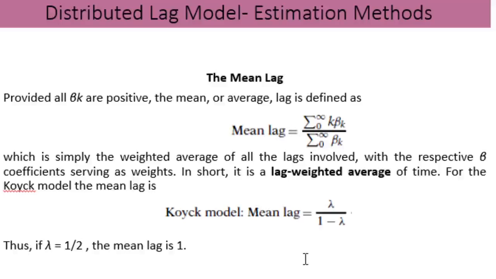The mean lag is given here. Mean lag is defined as the sum from 0 to infinity of k beta k divided by the sum from 0 to infinity of beta k, which is simply the weighted average of all the lags involved, with the respective beta coefficients serving as the weights. In short, it is the lag-weighted average of time. And in the case of the Koyck model, the mean lag equals lambda divided by 1 minus lambda. Thus, if lambda equal to 1 by 2, the mean lag is 1. That is, 1 by 2 divided by 1 minus 1 by 2, which is equal to 1.